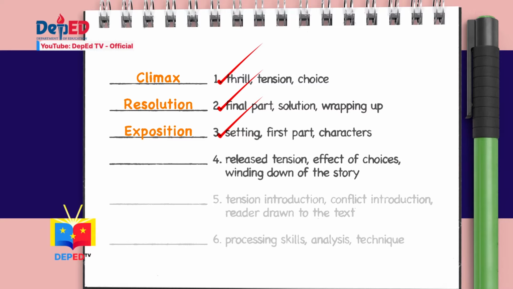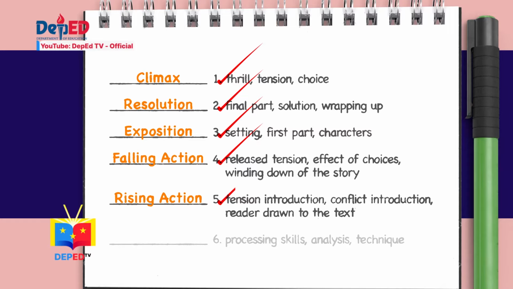Answer, falling action. Number 5. Tension introduction, conflict introduction, reader drawn to the text. Answer, rising action. Number 6. Processing skills, analysis, technique. Answer, analyzing.